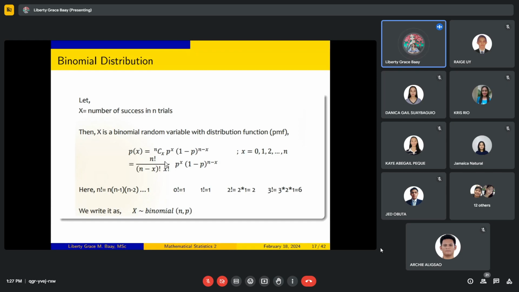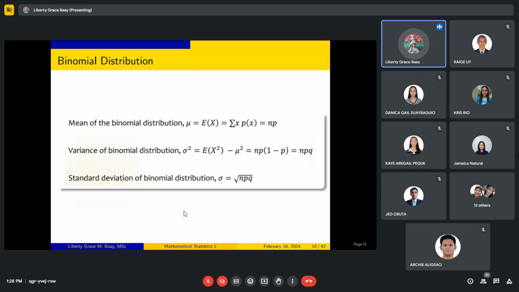We will use a calculator in class, and be sure to have your scientific calculator. Still, you cannot use your cell phone as your calculator. So this is equal to n factorial divided by n minus x factorial times x factorial, times p to the x, 1 minus p raised to the n minus x. You know n factorial, and you can use a calculator. So we can write that x is binomially distributed with n and p.